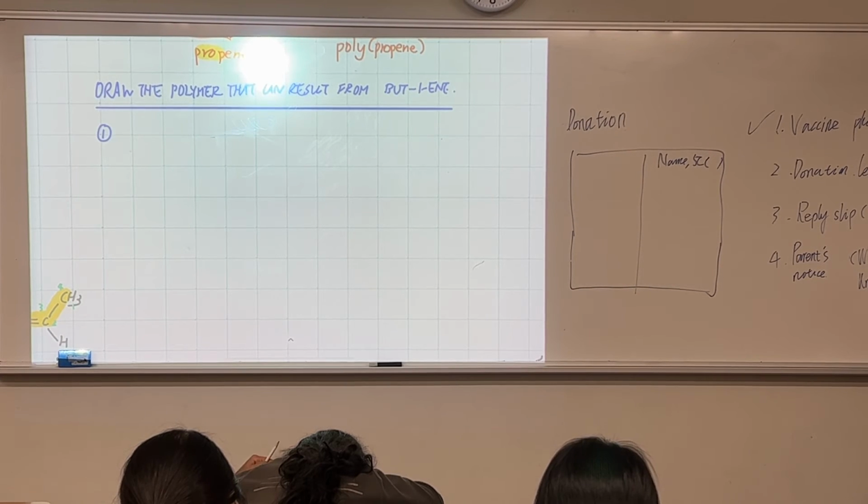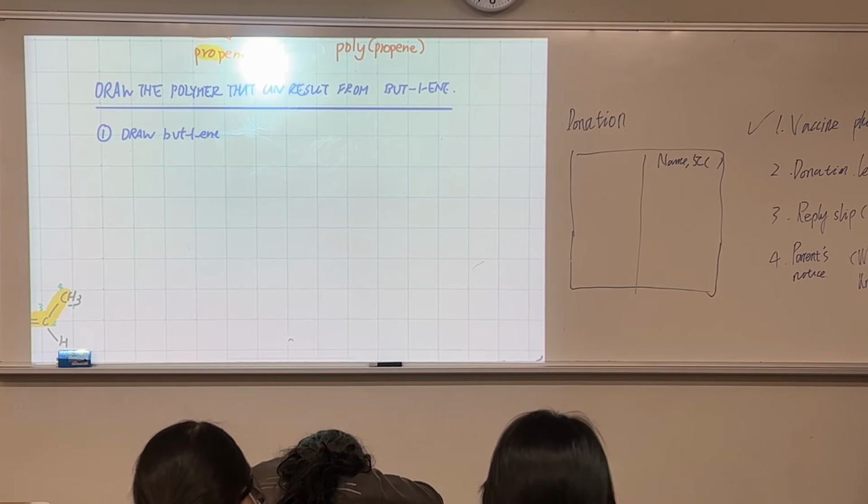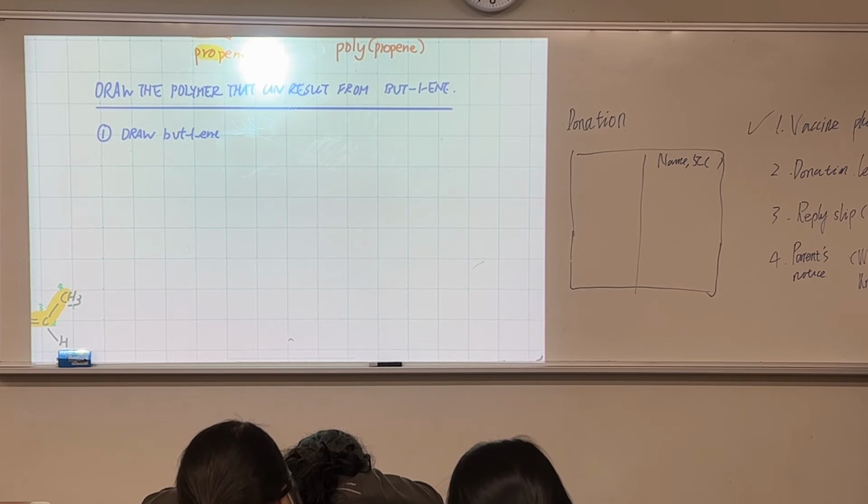Okay, we will break this down into several tasks. Task 1 is to draw but-1-ene out. Don't need to draw hydrogen. Don't need to waste time drawing hydrogen, which is why I only gave you 20 seconds. Just show me the carbons and where the double bond is at. And that's it.